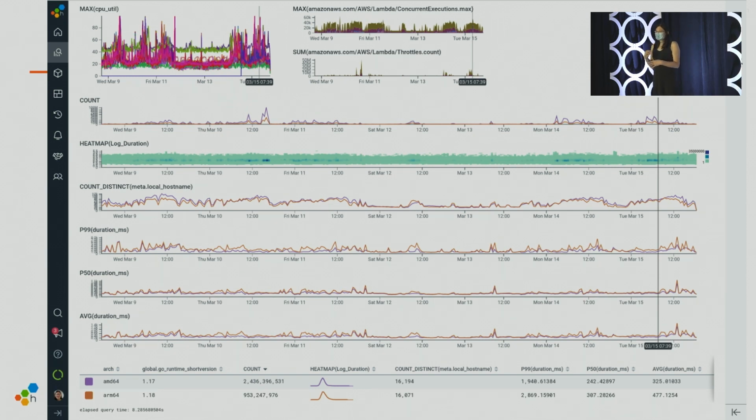The ARM64 hosts on Lambda are maybe about 10 to 20% slower, but they're 20 to 30% cheaper, so it works out, and it still is acceptable latency, right? It's OK to go from 100 milliseconds to 120 milliseconds, but it's not OK to go from 100 milliseconds to 1,000 milliseconds or more per Lambda.